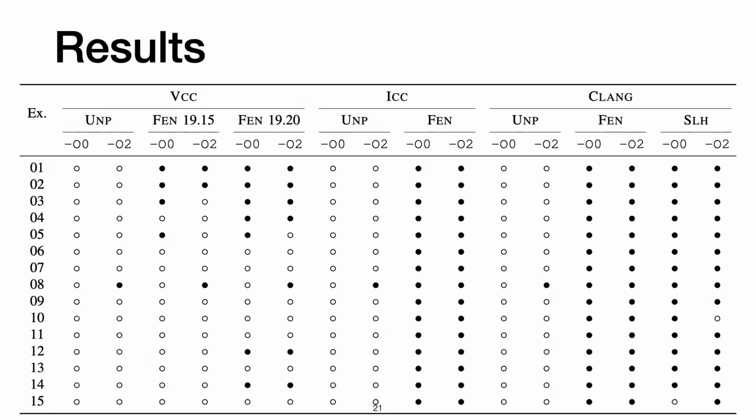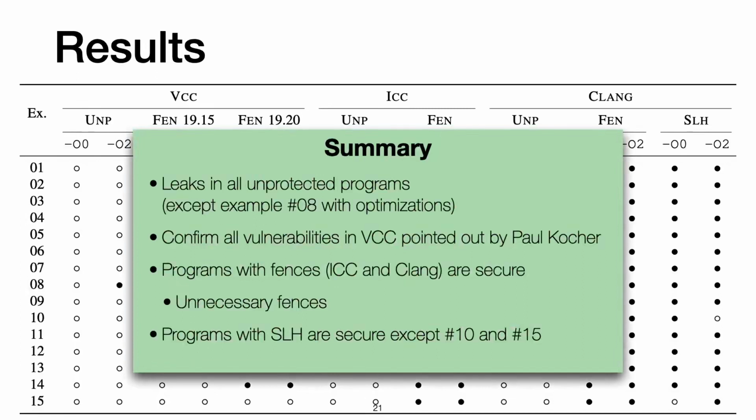Let's look at the summary of the main results. First, SPECTECTOR detected leaks in all unprotected programs, except for one case where the compiler optimizes away the branch instruction, thereby removing all speculative behaviors. Next, we confirm all the vulnerabilities in the Microsoft compiler, which have been pointed out by Paul Kocher. For the automated insertion of fences, SPECTECTOR confirms that the ICC and Clang compilers produce secure programs, even though sometimes they introduce unnecessary fences. And finally, SPECTECTOR successfully proves that all programs patched with speculative load hardening are secure, except for two cases where we detect some minor leaks.